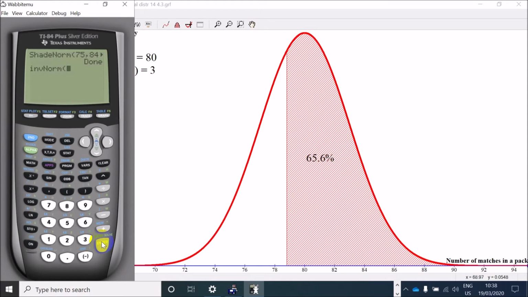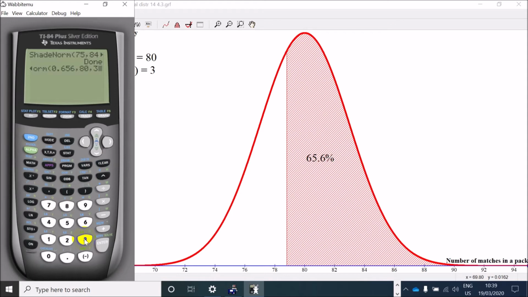So you have a screen where on the top you see the area. Now what is your area? Your area is 0.656. And that is what is given here. Then it asks you for the mean, 80. And then it asks you under that for the standard deviation, which is 3.